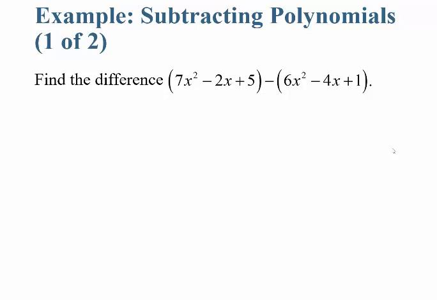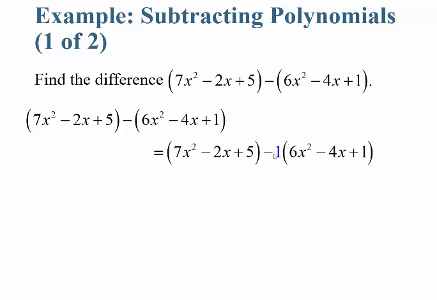Subtracting is a little bit harder. It just involves one extra step. So if I want to find the difference here of this polynomial, 7x squared minus 2x plus 5, minus, then in parentheses, 6x squared minus 4x plus 1, when I go to subtract this, what I have to do is realize that there's a minus 1 in front here, and I have to distribute it to each term.